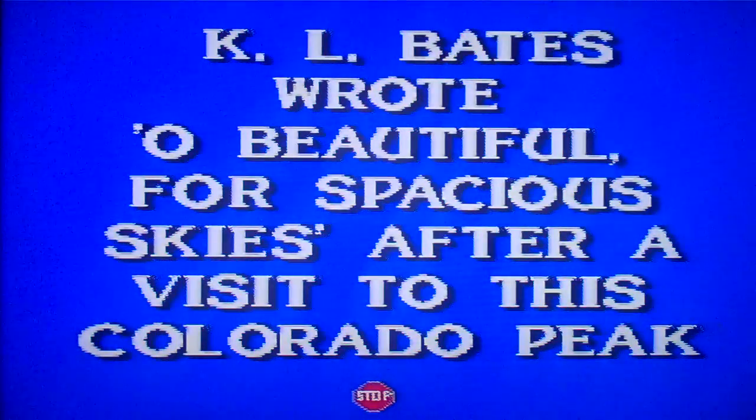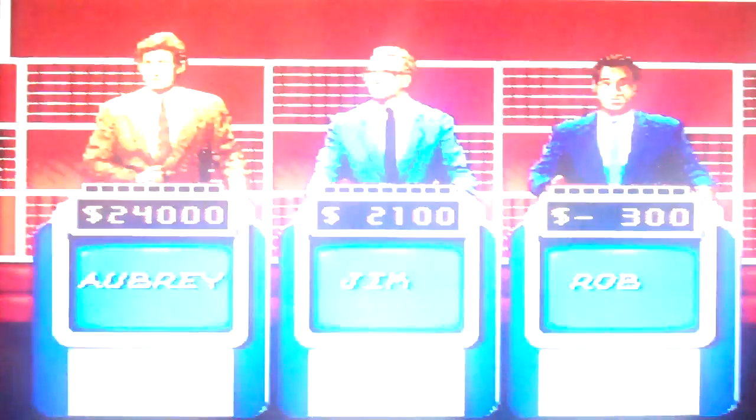Patriotic Songs for 600. The answer is: K.L. Bates wrote "O Beautiful for Spacious Skies" after a visit to this Colorado peak. It's Pikes Peak.